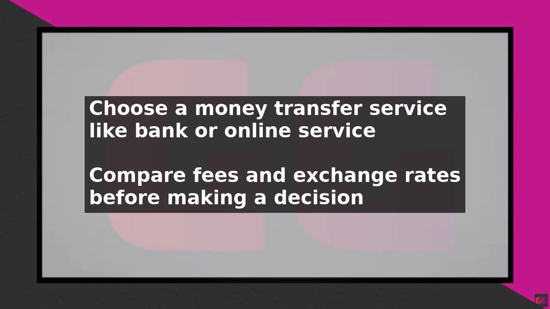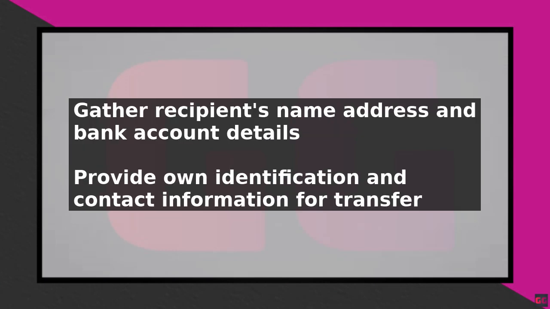Once you have selected a service, you need to gather the necessary information, including the recipient's name, address, and bank account details if you are transferring money directly to their bank account. You also need to provide your own identification and contact information. Next, you have to fund the transfer, which can be done using cash, a bank transfer, or a credit card, depending on the service you are using.